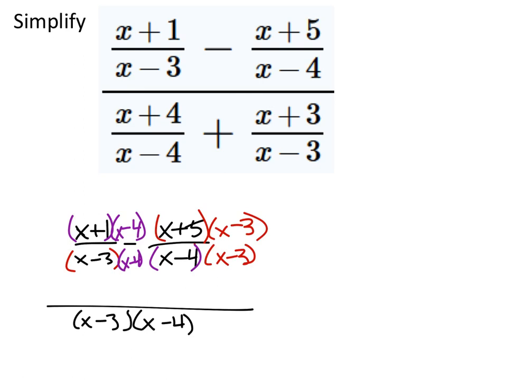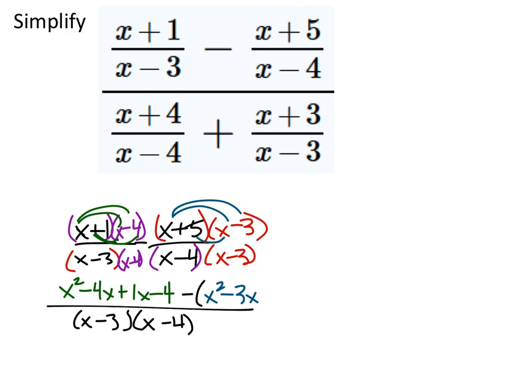Just to save time, I guess we could use FOIL, whatever. So I've got x squared minus 4x plus 1x minus 4. I don't really like this method, but whatever. And in between those we had minus, so this is going to be minus in parentheses. X squared minus 3x plus 5x minus 15. And we can simplify these, the green and the blue there.